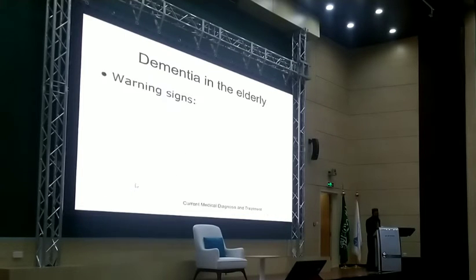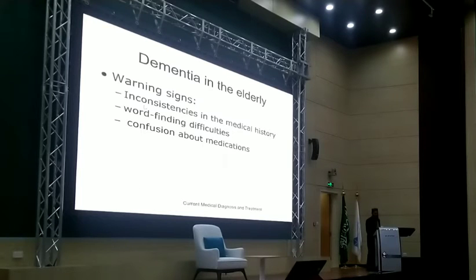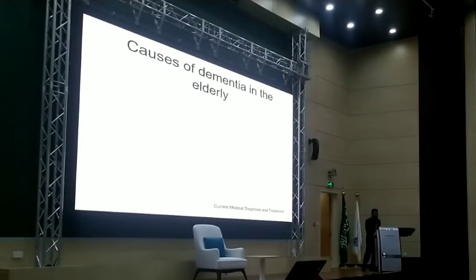the functional assessment. Warning signs: inconsistencies in the medical history, word finding difficulties, confusion about the medications. So these are the clues that the patient may have dementia. Not the clear-cut dementia, but an impending dementia. Because remember that you are in an outpatient clinic. You cannot just see a completely confused person in an OPD setting. You need to assess these occult signs: inconsistencies, word finding difficulty, confusion about the medications. So you may think that probably he is having dementia.